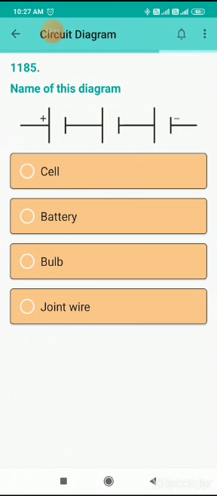This is what? Name of this diagram. Cell, battery, bulb, joint wires. Obviously, this is a combination of cells. So, a combination of cells is called what? Battery.